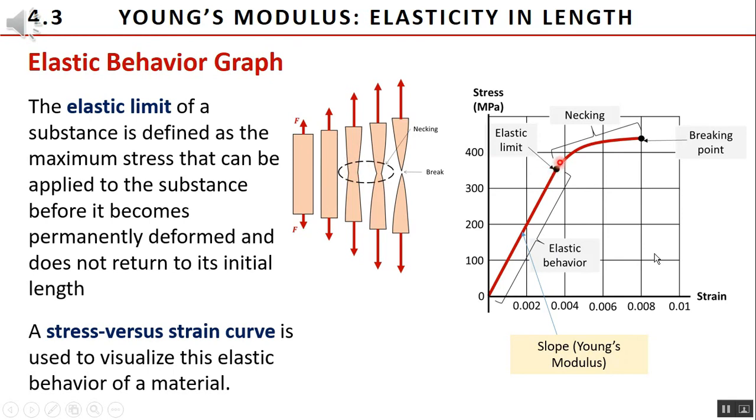With any additional stress beyond this limit, the curve deviates from a straight line to an almost horizontal line, which causes permanent elongation or deformation. The cross-sectional area becomes smaller and smaller, called necking, until the body ultimately breaks. The value of stress at the breaking point is called ultimate stress. In this case, the ultimate stress for this material is around 440 megapascals. At this point, the material is broken.